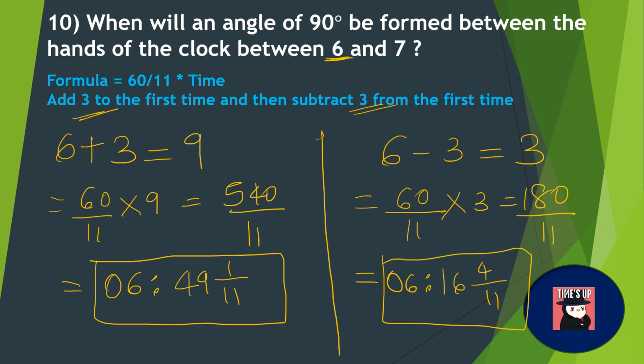So the first time will be this one and the second time will be this one. Okay, because 16 will come first, right? That's why this will be the first time, and 49 comes afterwards, second time. If they give both the options in the options available, then you need to take both the options. Okay, if they ask what is the first time, then first time will be this one, second time will be this one. Okay.